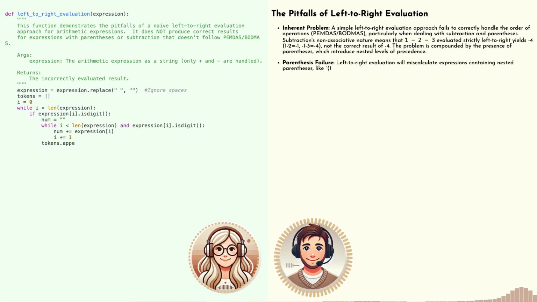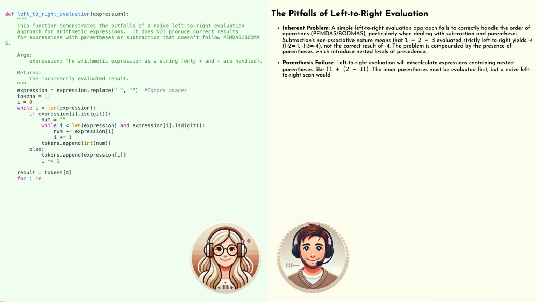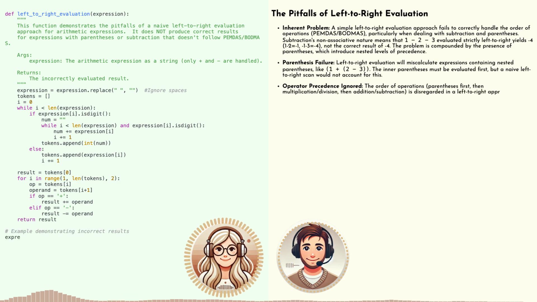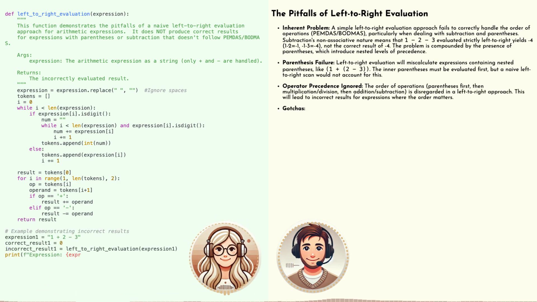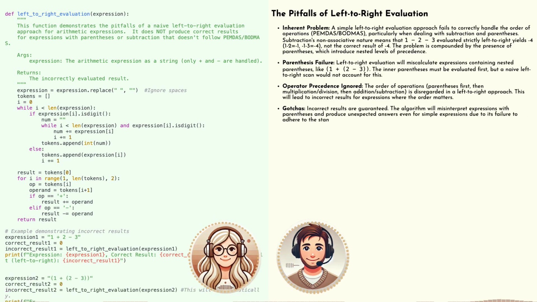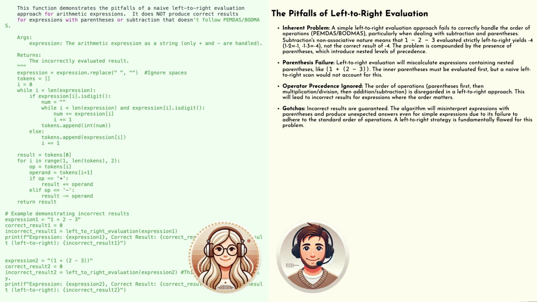Where do you even begin to tackle this kind of problem? Well, the most intuitive approach, I think, might be to just go from left to right, evaluating the expression as you encounter each number and operator. It seems simple enough, right? But that's where the pitfalls begin. Okay, I'm sensing a "but" coming. What makes this seemingly straightforward left-to-right approach problematic?